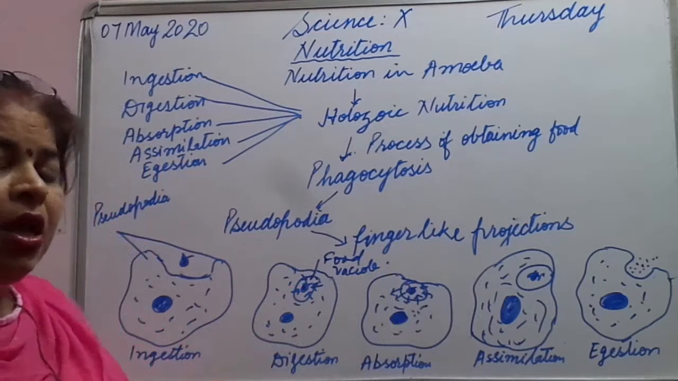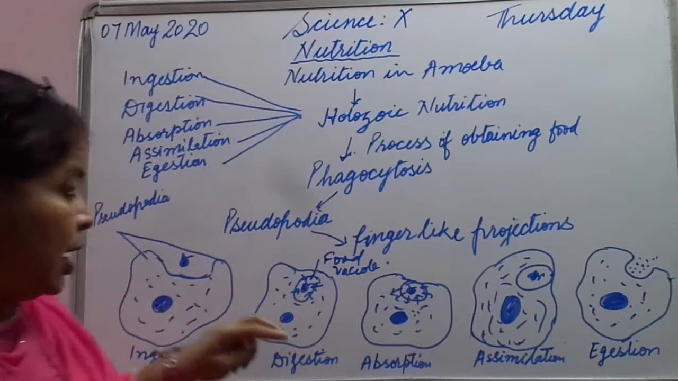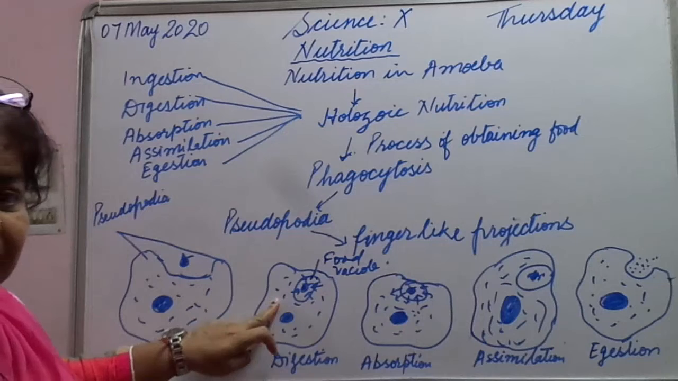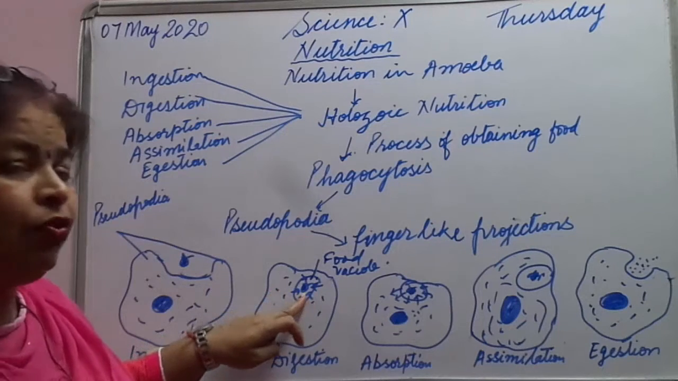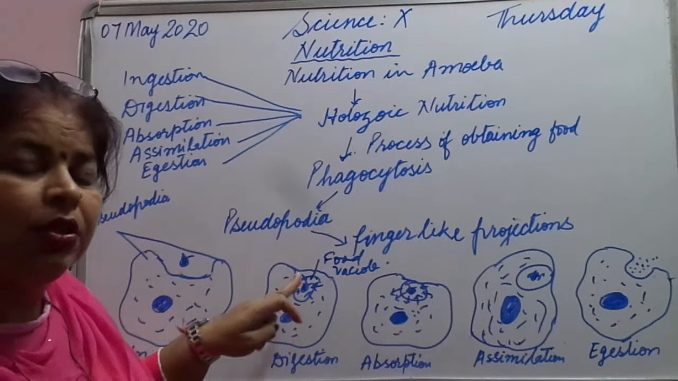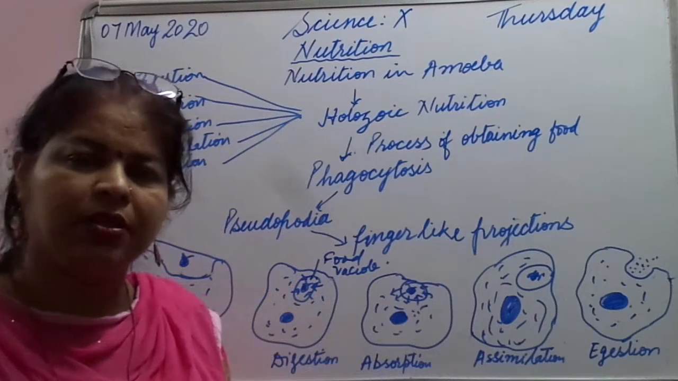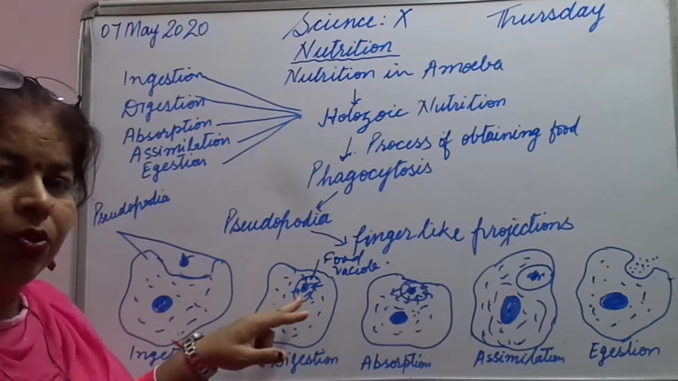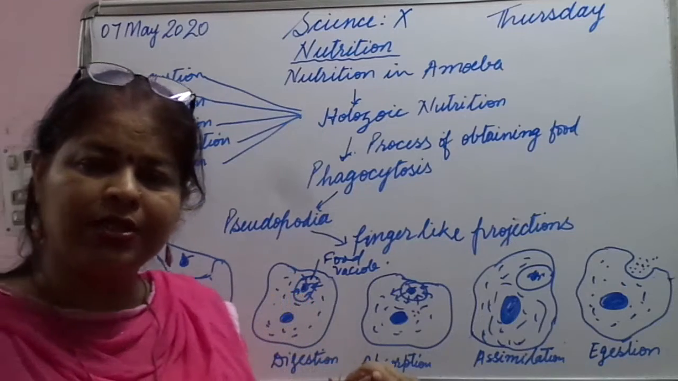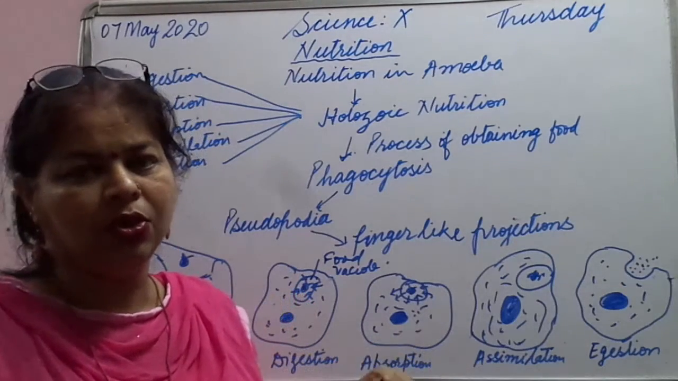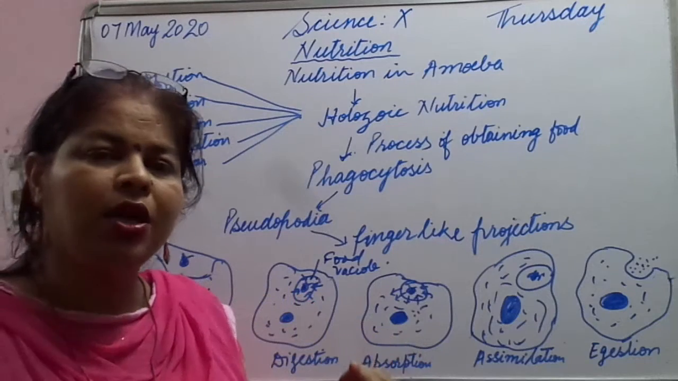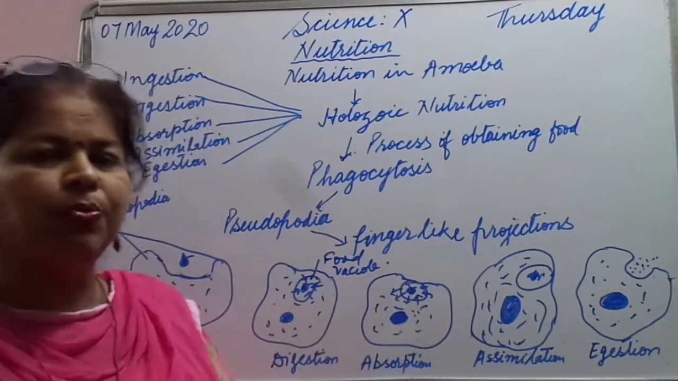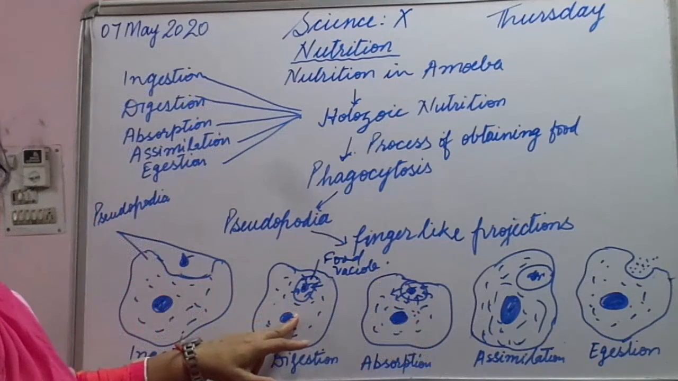Now, how does digestion take place? The enzymes present in the cytoplasm are sent to the food vacuole. What is the work of the enzymes? These enzymes break down the food in the food vacuole. This process is called digestion. Food is being broken down from complex to simpler forms. So digestion takes place here.